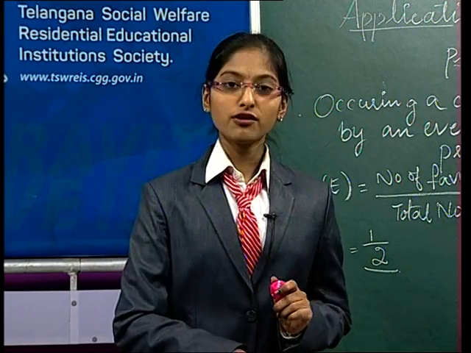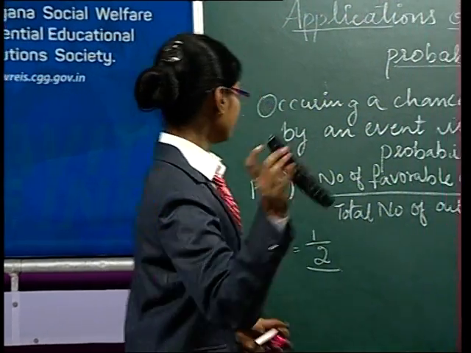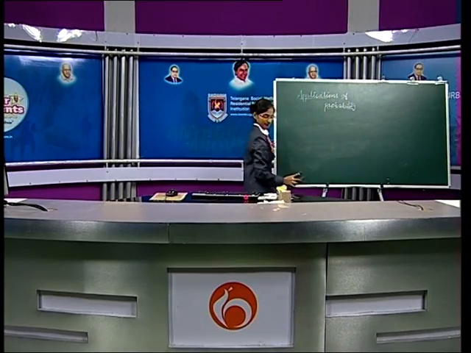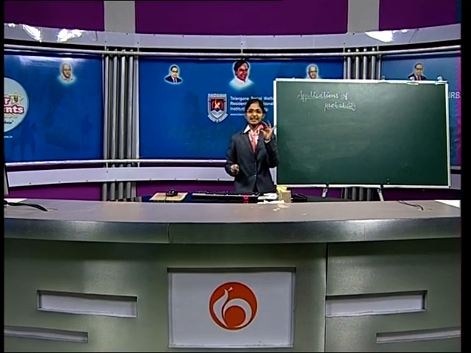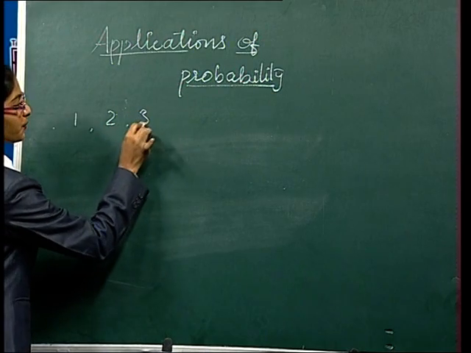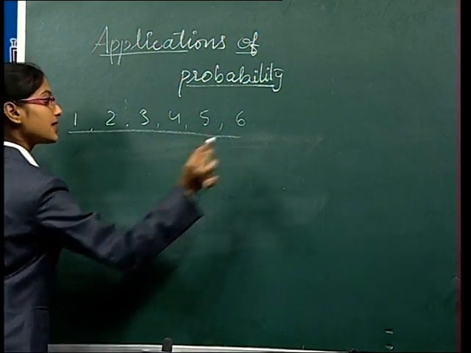So, now for finding this probability here, in a dice there are numbers from 1 to 6. 1, 2, 3, 4, 5 and 6. There are 1 to 6.